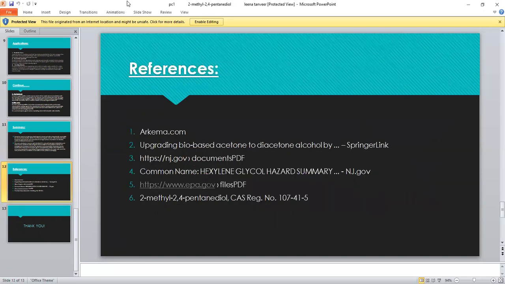By the end of the presentation, there are some references. If you would like more information, here is a list of useful resources and websites.